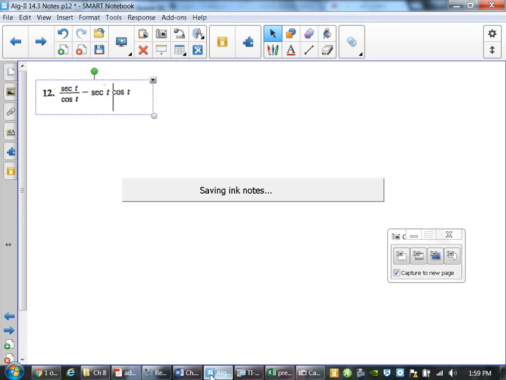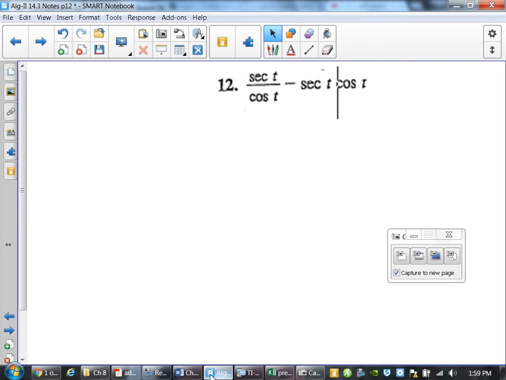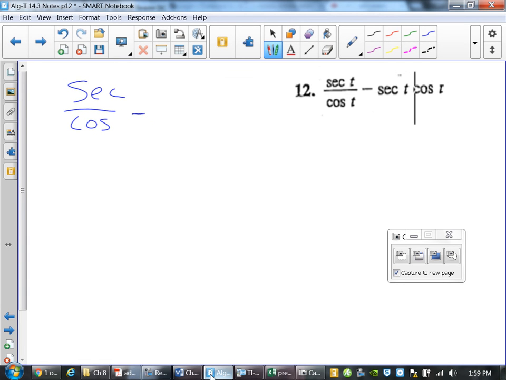So here's what happens. I'll rewrite this. We have secant over cosine minus secant times cosine. Now, one of the things we should recognize right away is that secant and cosine are reciprocals of one another. What happens when you multiply a number by its reciprocal? 1. Very good. So I know for a fact that no matter what, secant times cosine is 1.